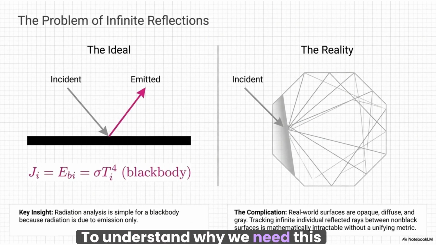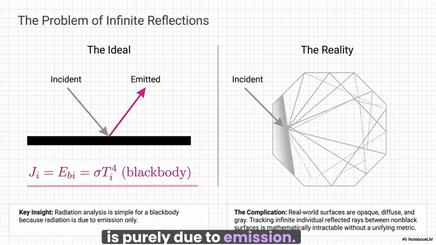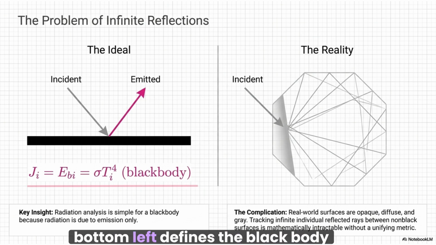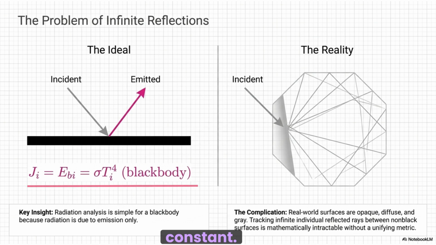To understand why we need this network approach, let's examine the problem of infinite reflections. As we see mapped out on the left half of our slide, dealing with an ideal blackbody is simple because the total energy leaving the surface is purely due to emission. The equation positioned at the bottom left defines the blackbody emissive power, which tells us that the ideal emission depends solely on temperature and a fundamental constant.